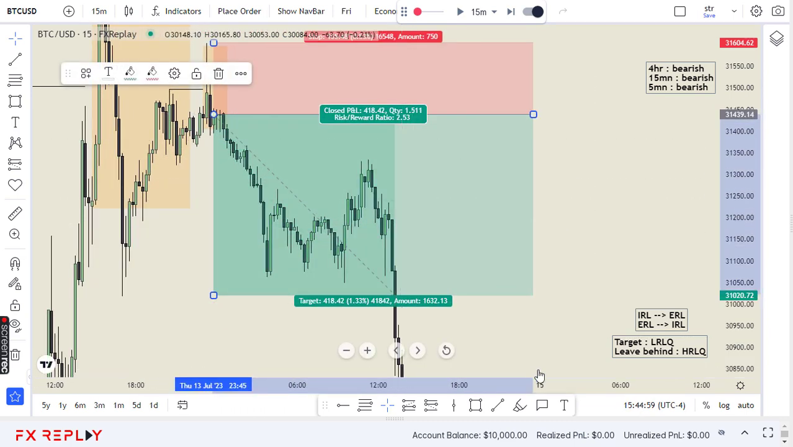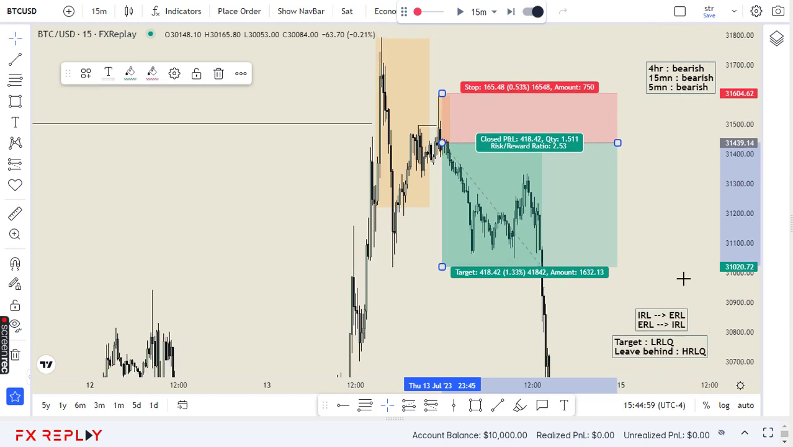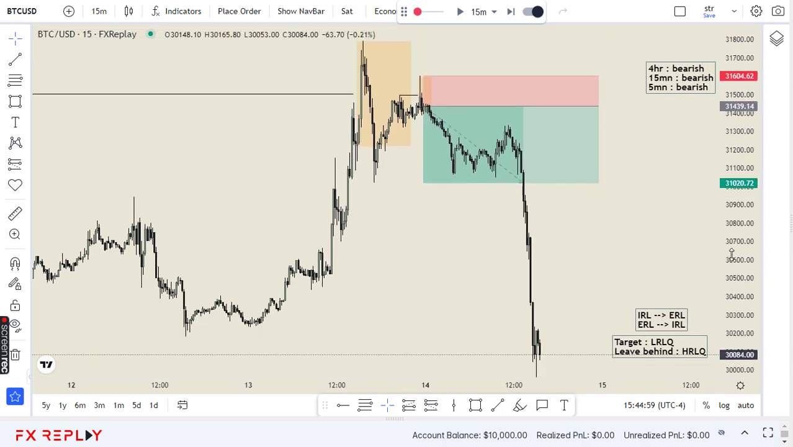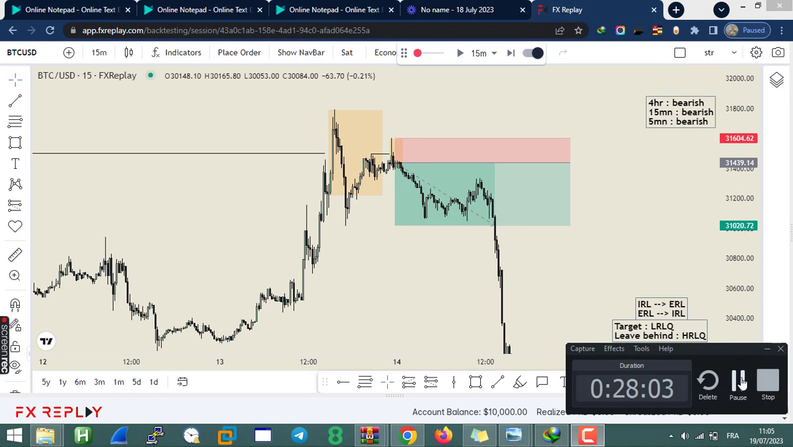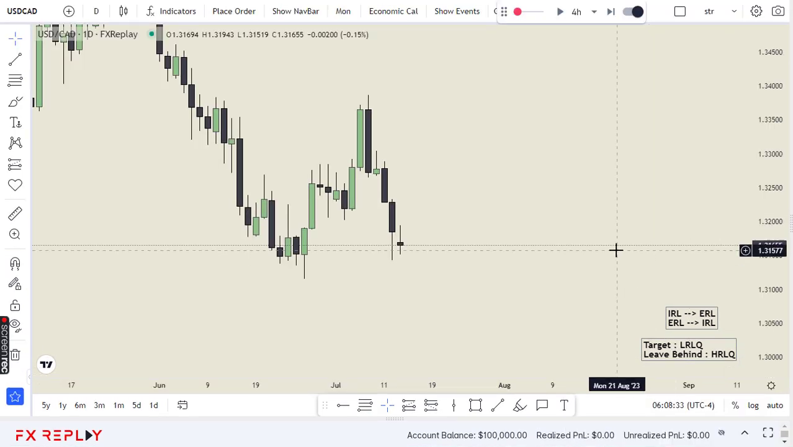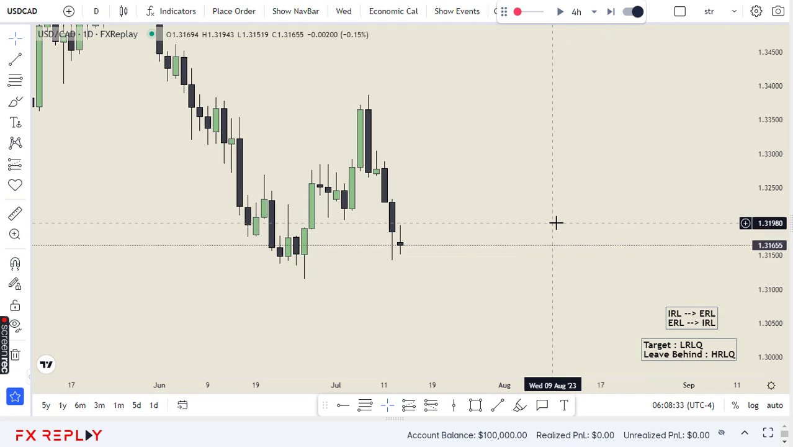So price just melt down to the downside, attacking all this low resistance liquidity right here. So you can see that this approach actually works, and with proofs and everything. Now let's take a look at another example, and this is the US dollar against the Canadian dollar.